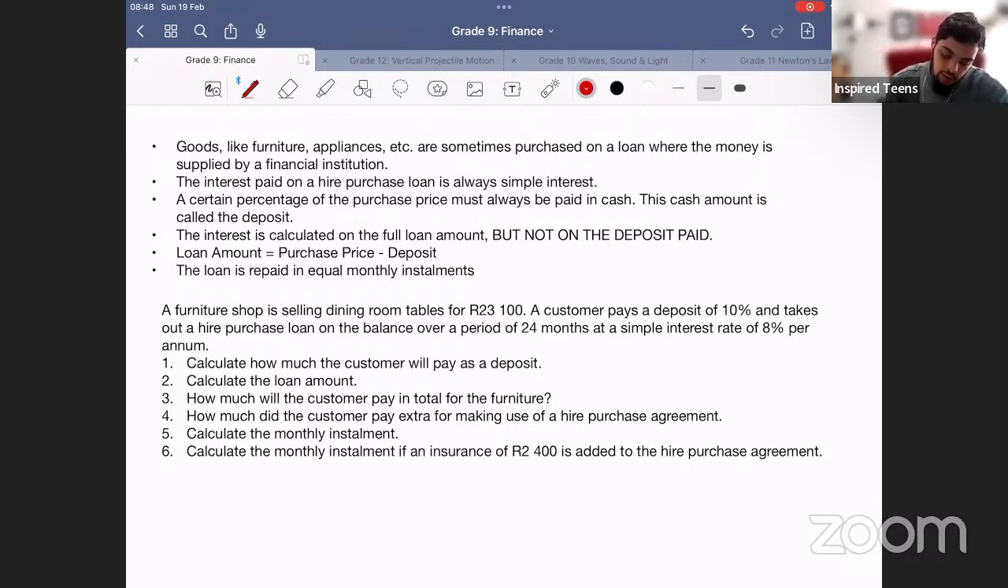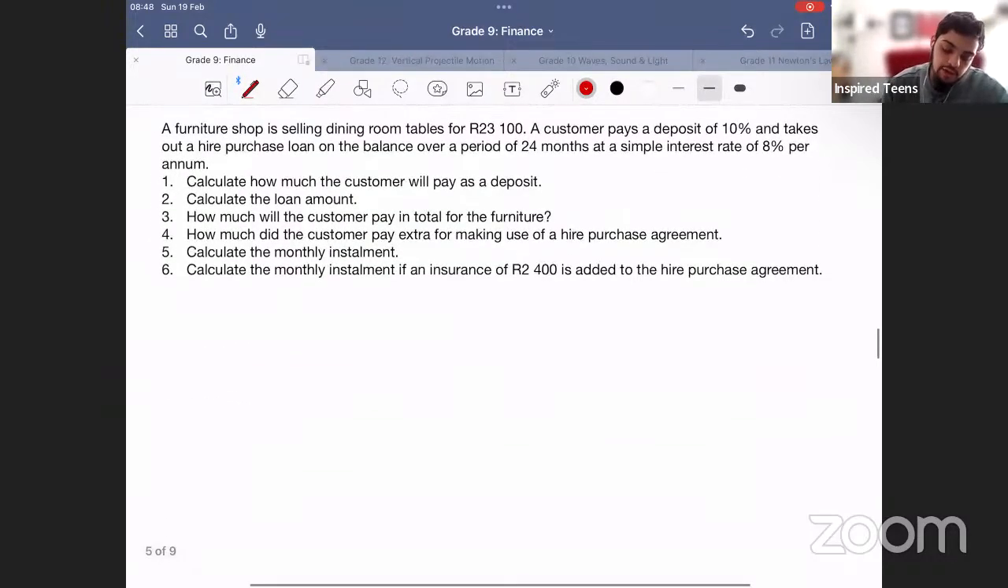Okay. So a furniture shop, let's look at this example. A furniture shop is selling dining room tables for 23,100. A customer pays a deposit of 10%. That's why it's important for us to learn percentages. The customer takes out a hire purchase loan on the balance over a period of 24 months at a simple interest rate of 8% per annum. Calculate how much the customer will pay as a deposit.